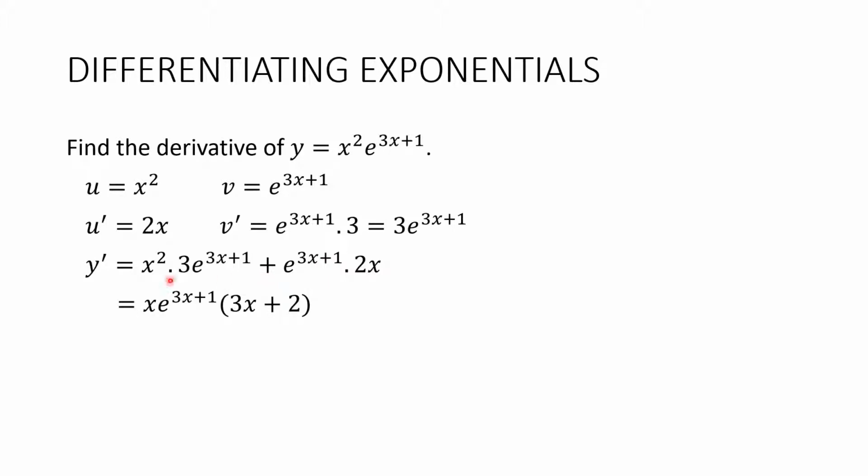So let's bring an x out of this and this e to the 3x plus 1 out the front. So if I've taken x and e to the 3x plus 1 out there, I'm left with 3x plus, I've taken that, I'm left with 2. So there's our answer. Again, if you just tidied that up and brought the 3 out the front and the 2x out the front, you'd actually get that completely correct.